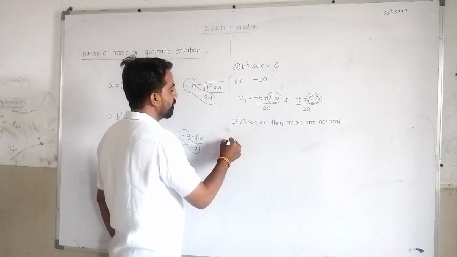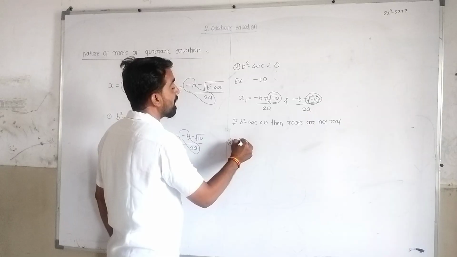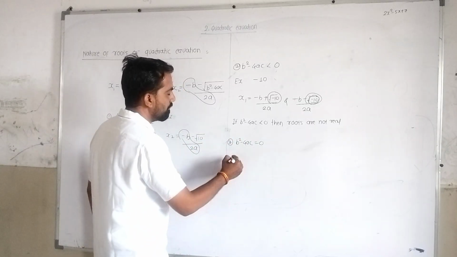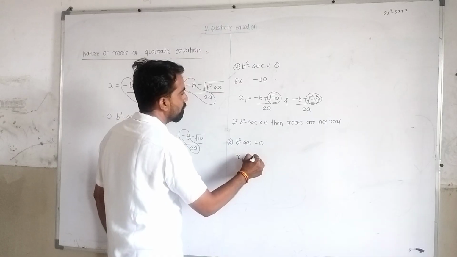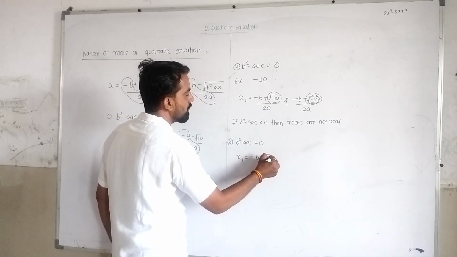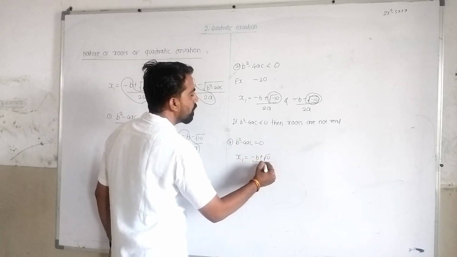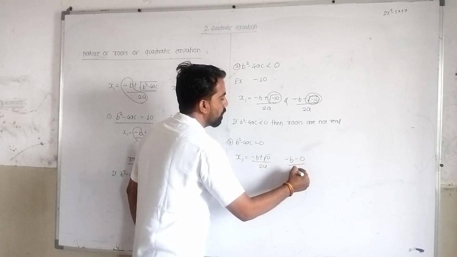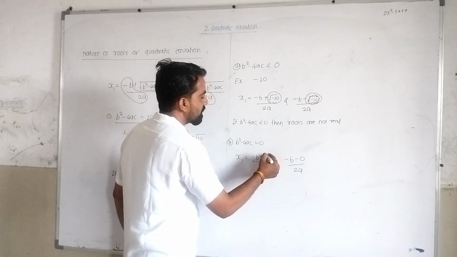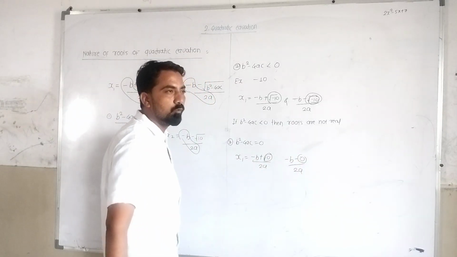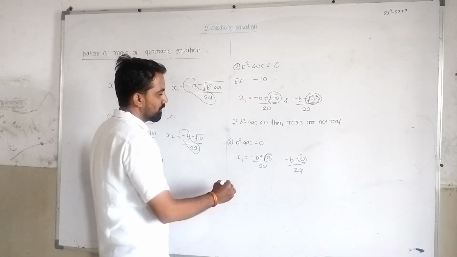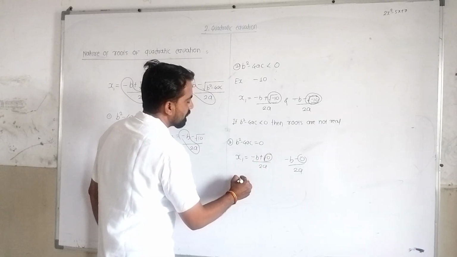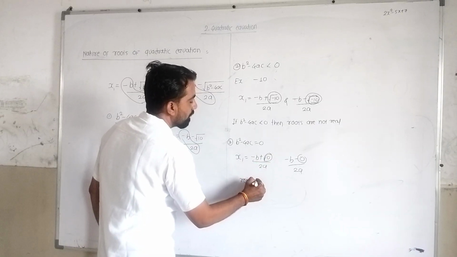And the third condition: if the value of b square minus 4ac is equal to 0. In this situation, what will happen when we put this value in the roots? x1 equal to minus b plus under root 0, or 0, upon 2a, and minus b minus 0 upon 2a. When we add or subtract 0 from the same value, the answers are the same. So the nature of roots of the quadratic equation in this situation is real and equal.